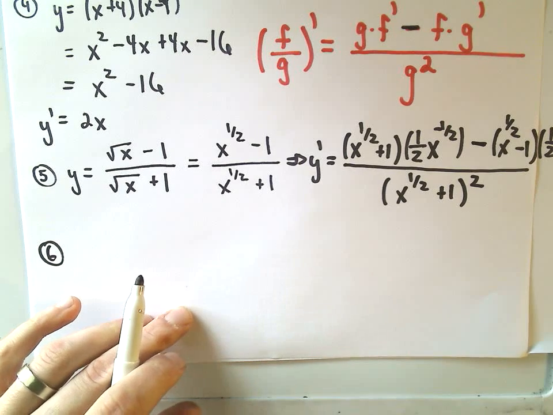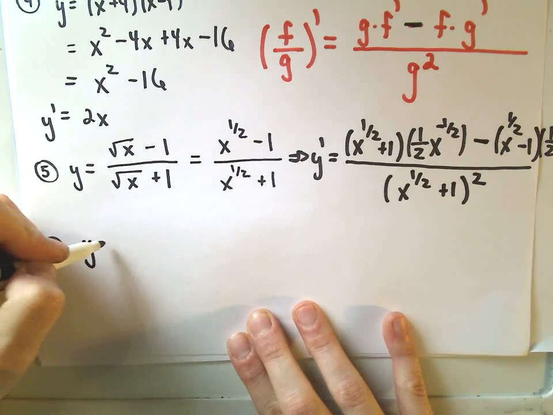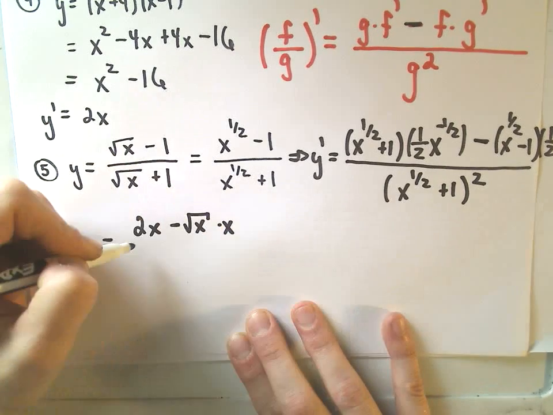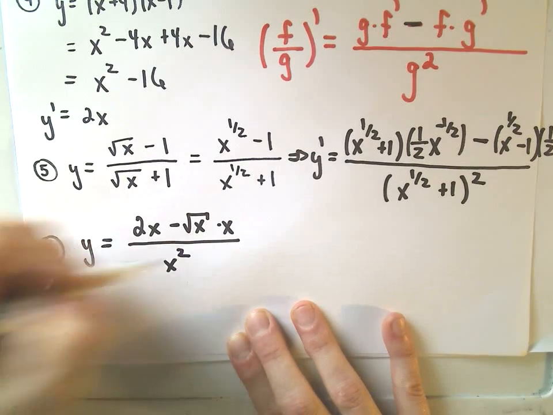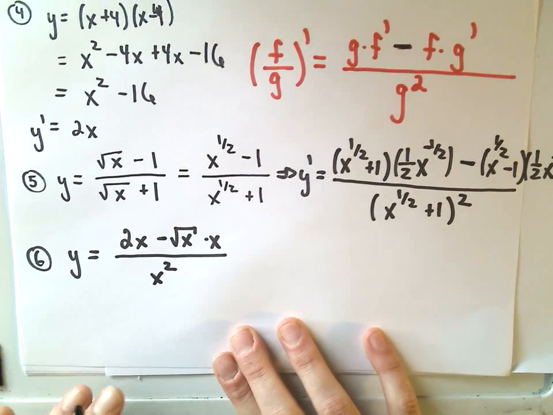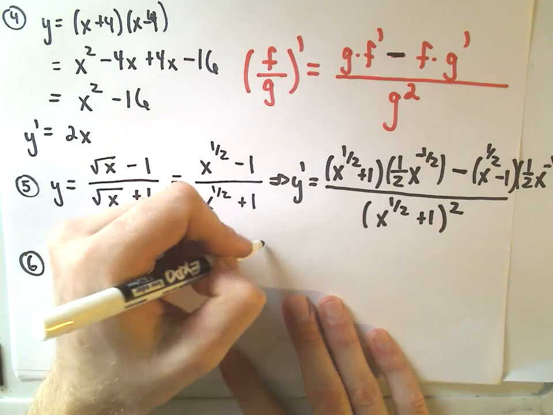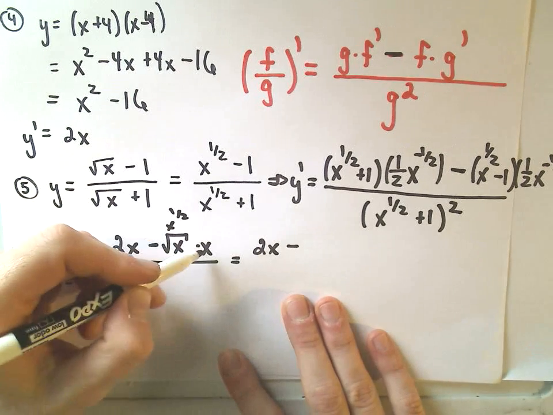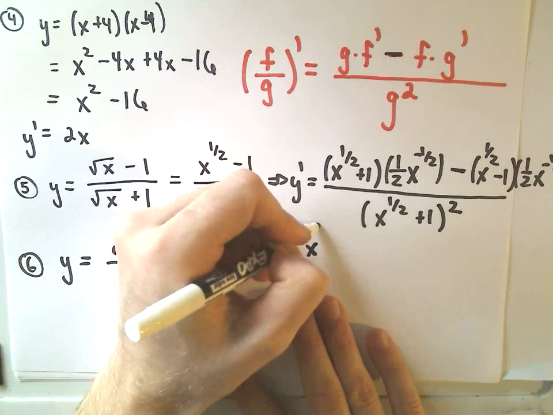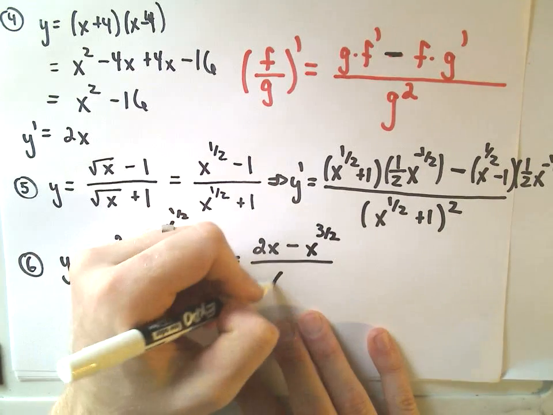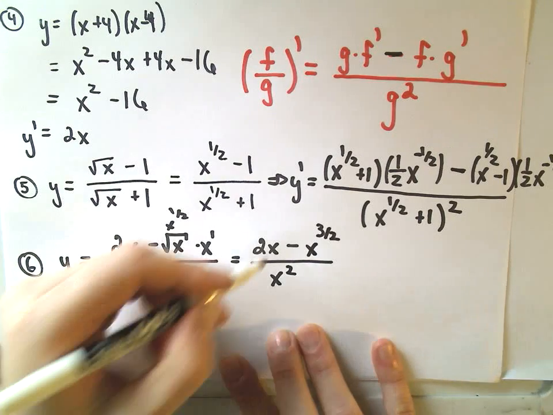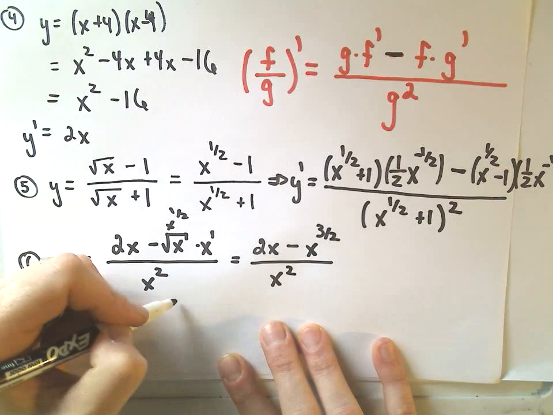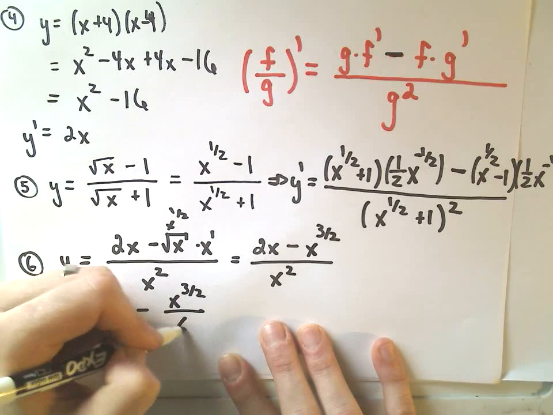All right, so our next one here, number 6, we had y equals 2x minus square root of x times x, all divided by x squared. So again, you could use the product rule and the quotient rule, but let's just simplify first. So we have 2x, again, square root of x, this is really x to the 1/2. So if we multiply that by x to the first, we'll have x to the 3/2 power over x squared. And again, we can simplify that. We can make that 2x over x squared, which will give us 2 over x. We'll have x to the 3 halves over x squared.